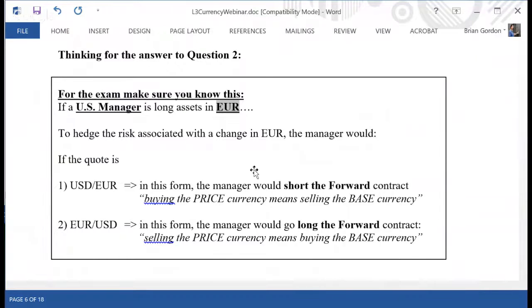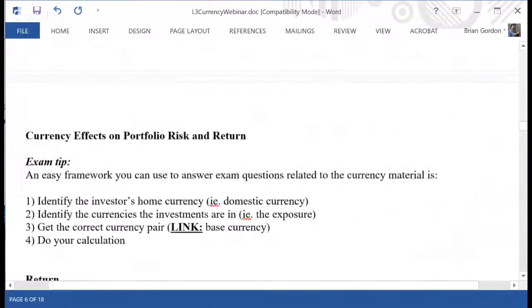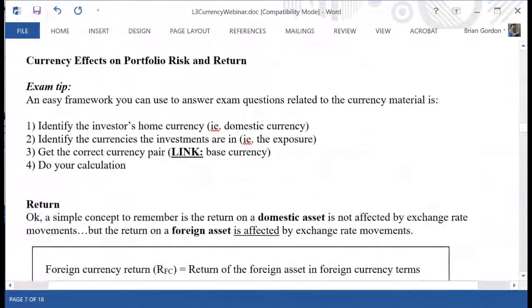Okay, so from here, let's carry on now to where our learning outcome statements want us to talk about the effects of currency on portfolio risk and return. So we start off with an exam tip. What I want you to think about, and you'll see how it relates back to the previous examples, is that when you're attacking these questions, first think about what's their home currency. Don't get caught up with domestic and foreign, because that might throw you off. What's their home currency? That can be the domestic currency, but really, I want you to start with the home currency.